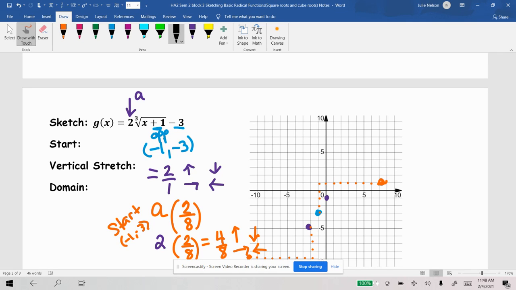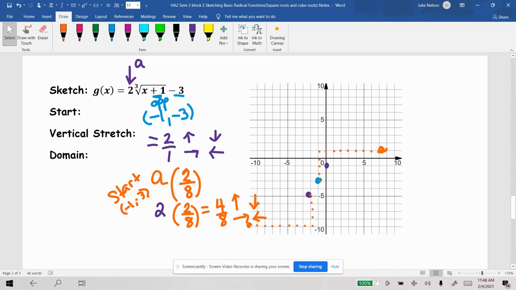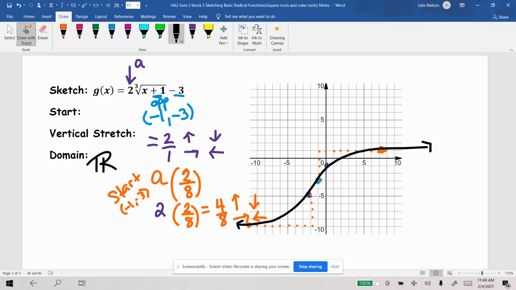I know it's a little bit of a challenge. Again, we're just trying to get an introduction so we can kind of hit the ground running a little bit more. So the domain is always all real numbers when we're talking about cubic functions because, again, you can plug in any number, positives, negatives, and so on.